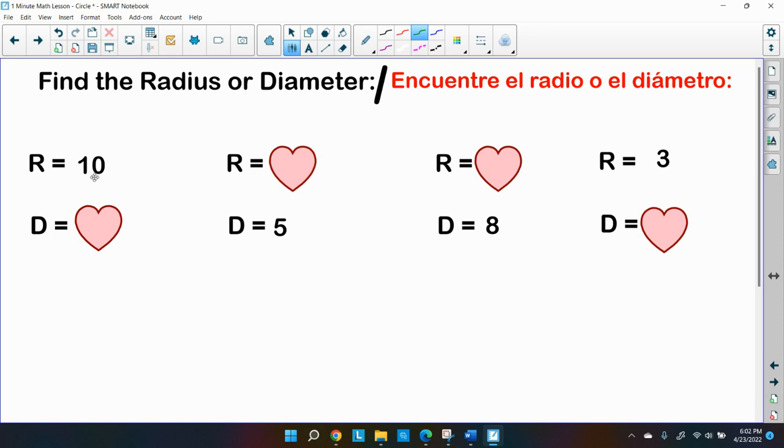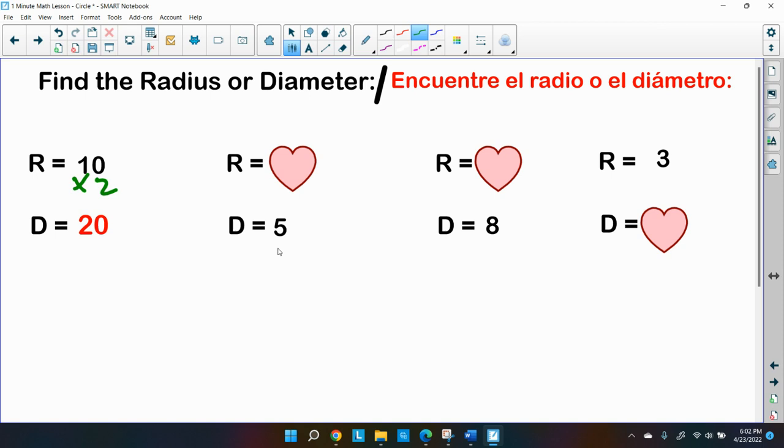Take a look at those formulas. Remember, the radius is this little guy. The diameter is 2 times the size of the radius. So 2 times 10 will equal 20. And that's the size of the diameter.